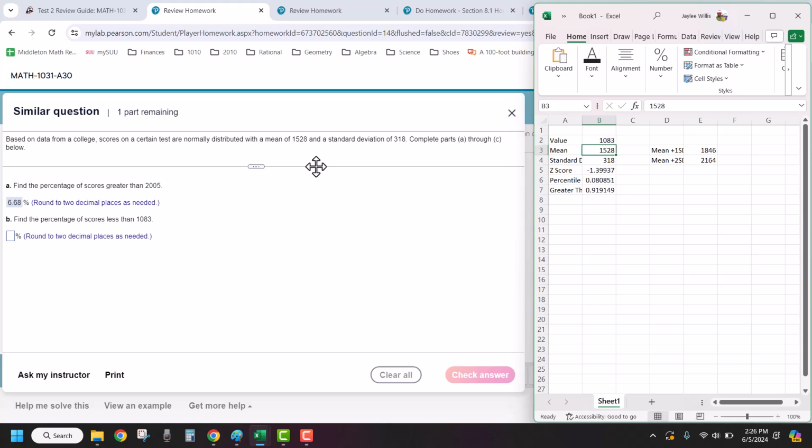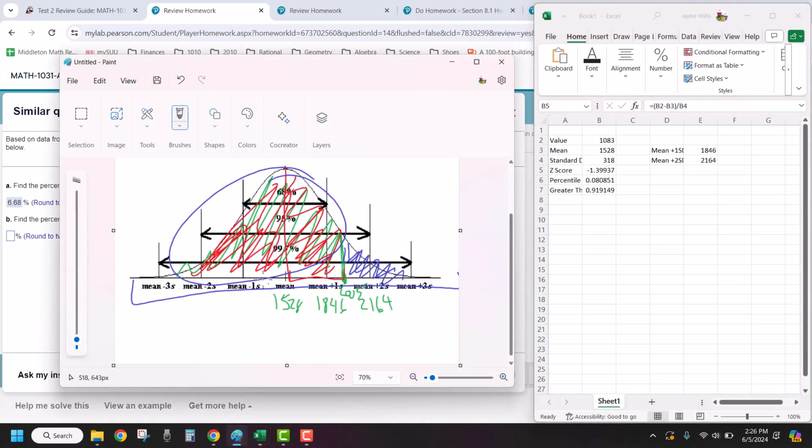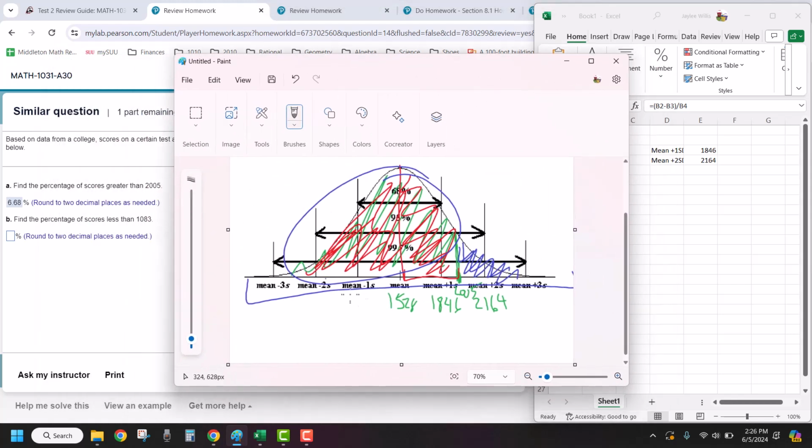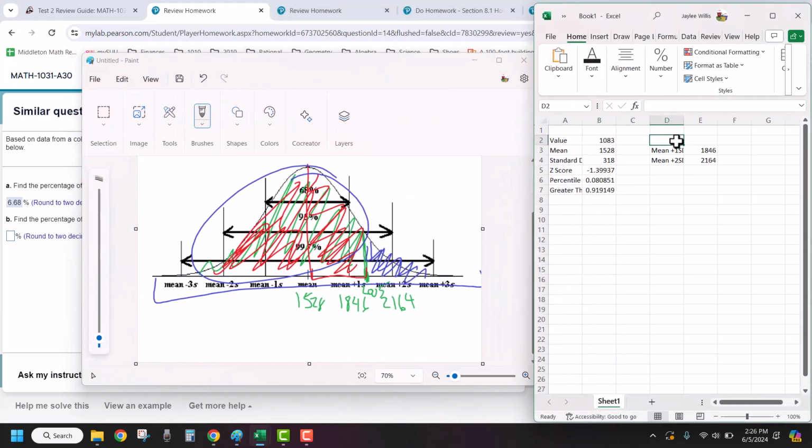The mean is still the same because I'm still working with the same mean and the same standard deviation. And the z-score of negative 1.399 makes sense because if we go back to our diagram over here, a value of 1083 is going to be below the mean. And if I want to, I could do mean minus 1 standard deviation just to check the reasonableness of my z-score. So if I do the mean minus my standard deviation, that tells me that 1210 would be this mark right here. So this is 1210.